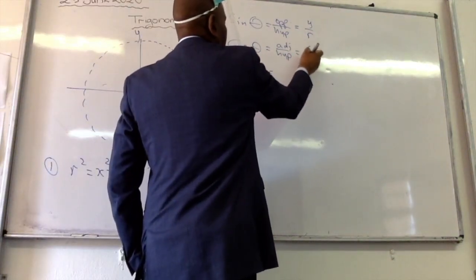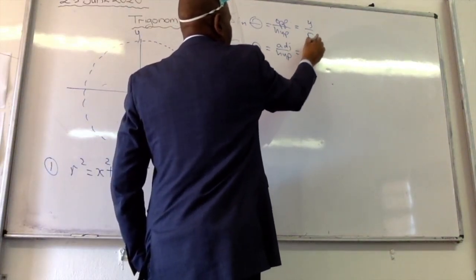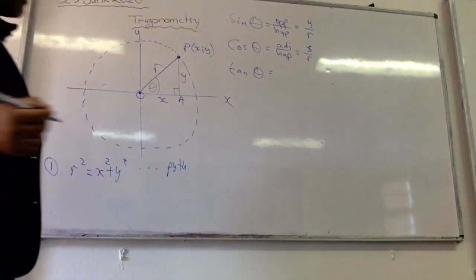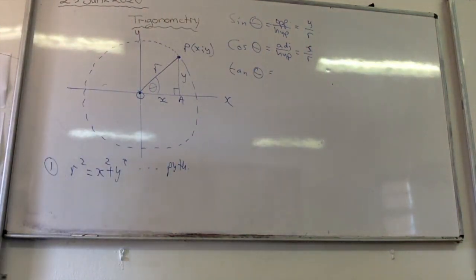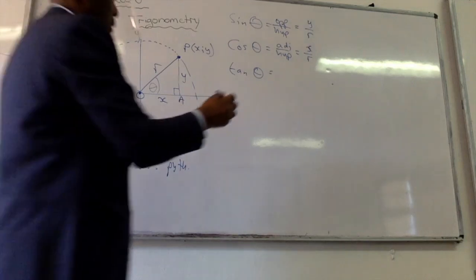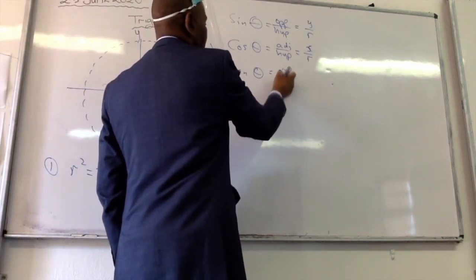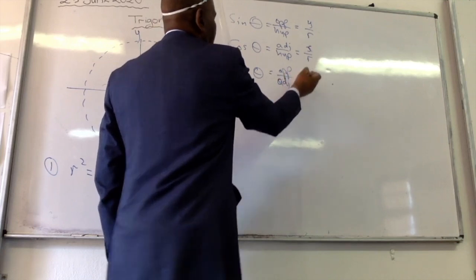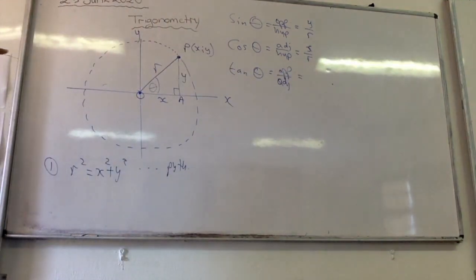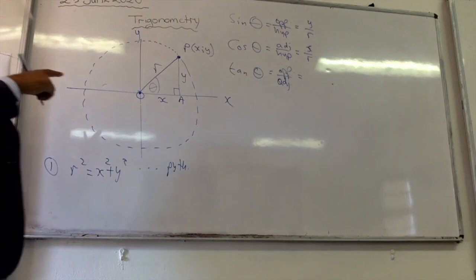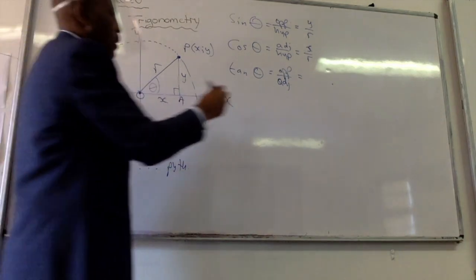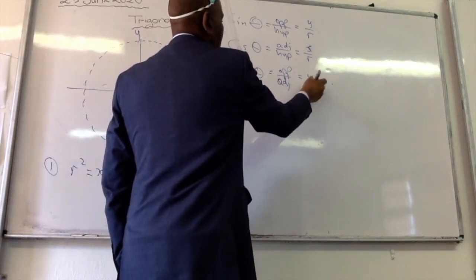So this is x over r. And then tangent? Opposite over adjacent. Okay, opposite side divided by the adjacent side. And in this diagram, it will be y over x. So it's y over x.